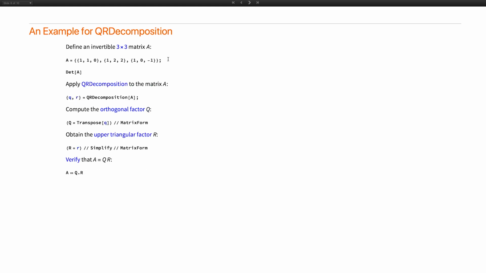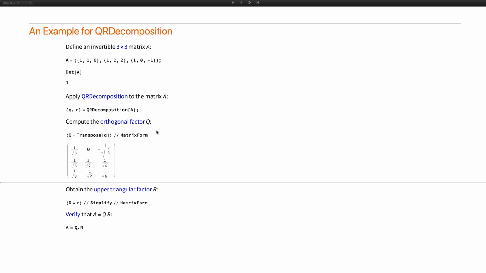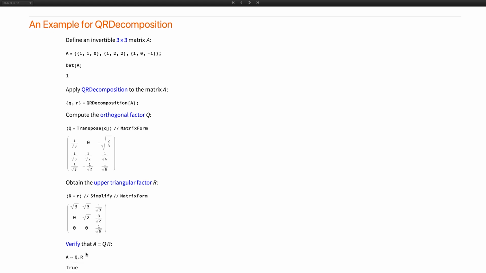But you can also use the QRDecomposition function quite easily. Here is an invertible 3 by 3 matrix A. Its determinant is not 0. You call the built-in function QRDecomposition, and you get back two pieces, a Q and an R. Now, the required matrix is actually the transpose of Q. And then you can work out the upper triangular matrix R by simply taking the second element of the pair, and you can now check that you actually have A equal to Q dot R.